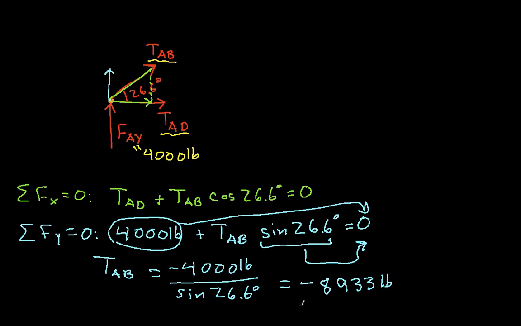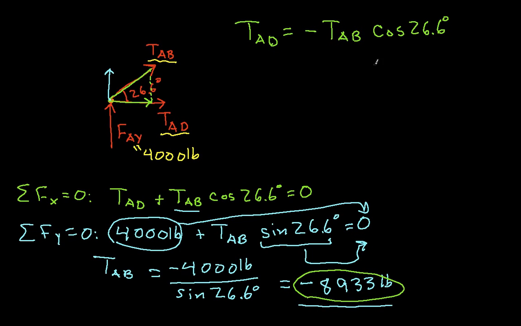Now I can take this value and plug it into here and get another equation for TAD. If I do that without showing all the steps, I have TAD is equal to minus TAB cosine 26.6 degrees. I take this, plug it in for TAB, multiply it by cosine 26.6, and I get then that TAD is 7,988 pounds.